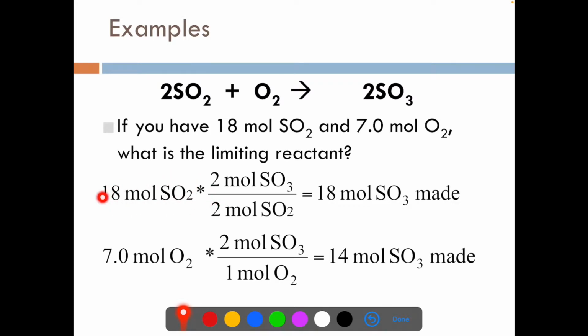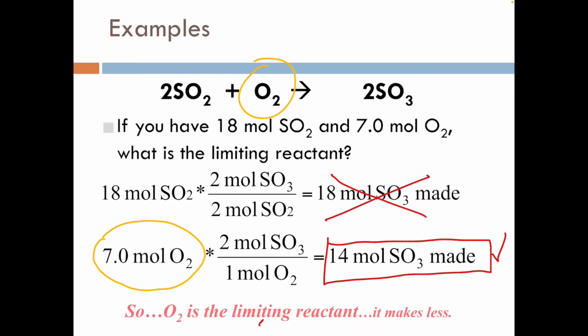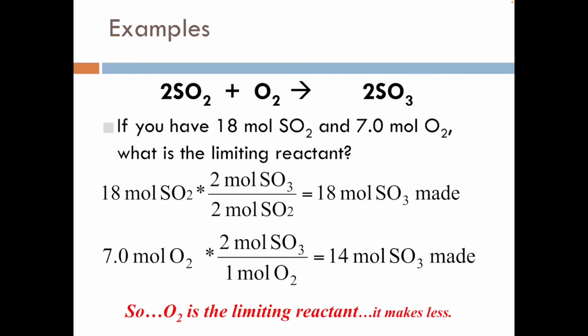So if I have 18 moles of this, I can make 18 moles of this. If I start out with 7 of this, I can only make 14 moles of this. In other words, this is never going to be made. This is what I'm going to make, just like I can't make 10 peanut butter and jelly sandwiches if I only have 4 pieces of bread. This is how much I'm going to make, and therefore the oxygen, or the O2, is the limiting reactant. O2 is the limiting reactant because it makes less.